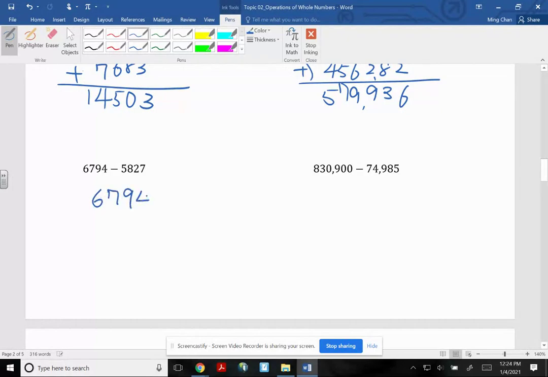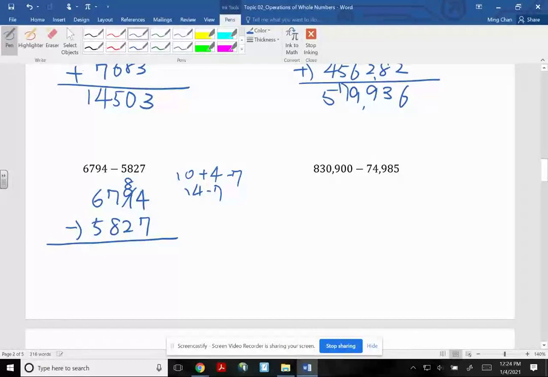So make sure, 5827. All right. 4 is not enough to subtract 7, so we have to borrow 10 from the 9. So that becomes 8. When I borrow 10, we normally scratch off the 4 and write 14 up here, because we take the 10 plus the 4, then minus the 7. So that becomes 14 minus 7.